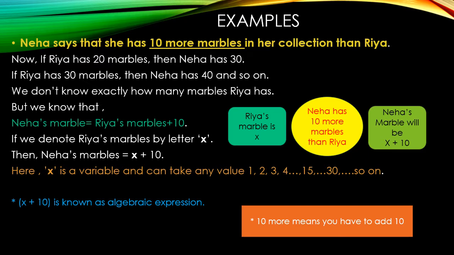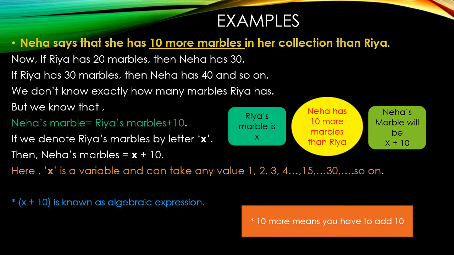We don't know exactly how many marbles Ria has, but we know that Neha's marbles are equal to Ria's marbles plus 10. Now if we denote Ria's marbles by the letter X, then Neha's marbles are equal to X plus 10. Here X is a variable and can take any value 1, 2, 3, 4, 15, 30 and so on. Now X plus 10 is known as an algebraic expression. So it is an algebraic expression.